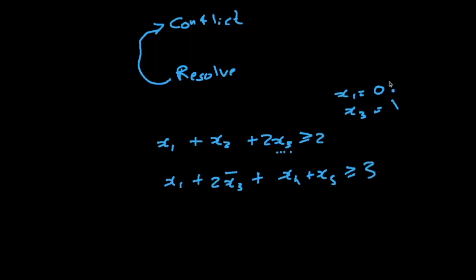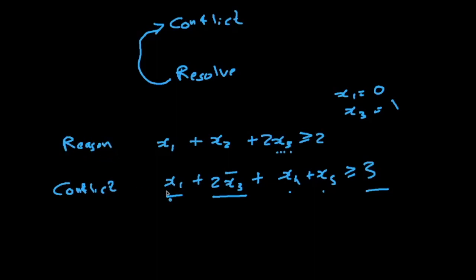Okay, so x1 equal to 0, which means this part is 0. x3 equal to 1, that means this part is also equal to 0. And we are left with two variables, x4 and x5, and the right hand side is 3. So the slack is 1 plus 1, 2 minus 3, which is minus 1, and the slack is negative. That means we have a conflict. So this constraint under this partial assignment cannot be satisfied. It is falsified now. So this is my conflict, and this is my reason for it.